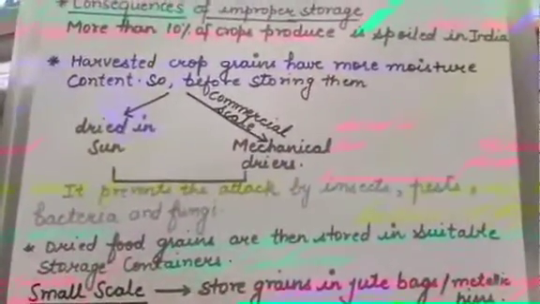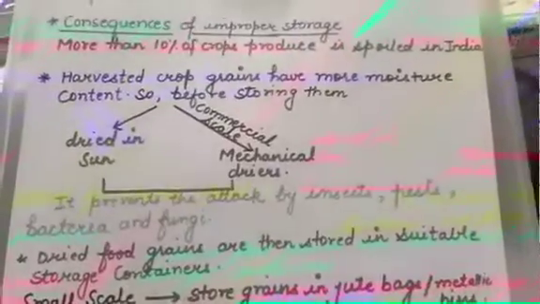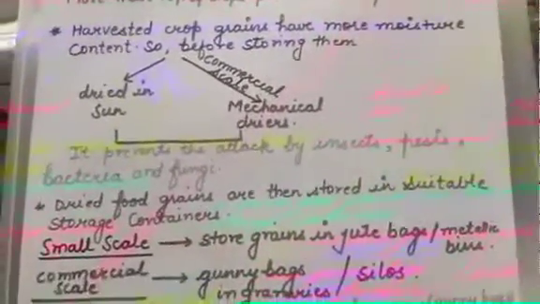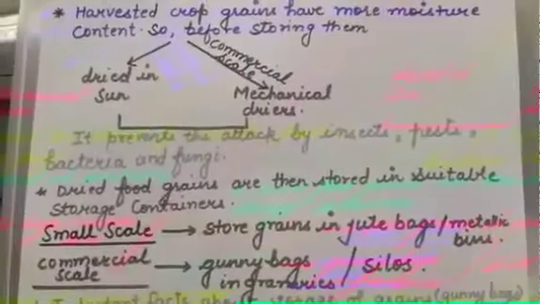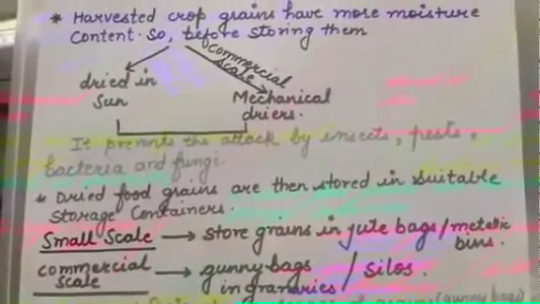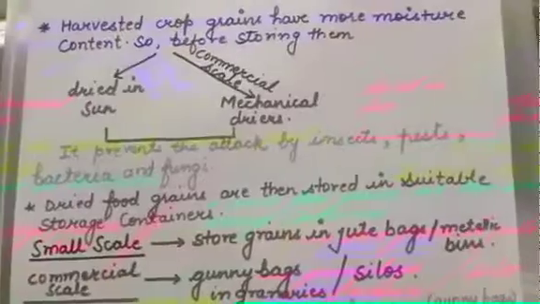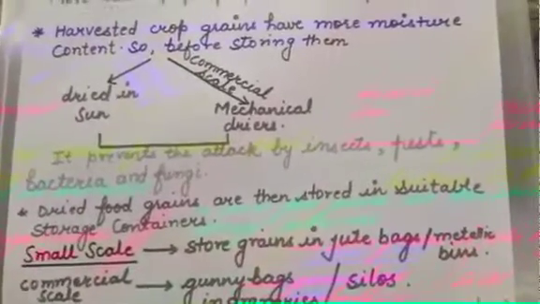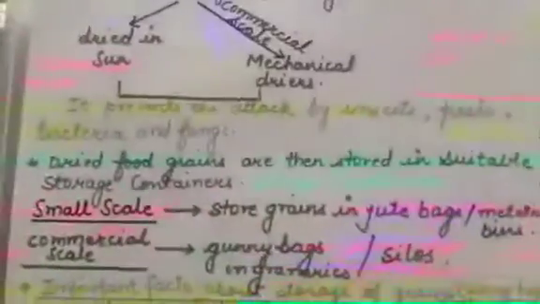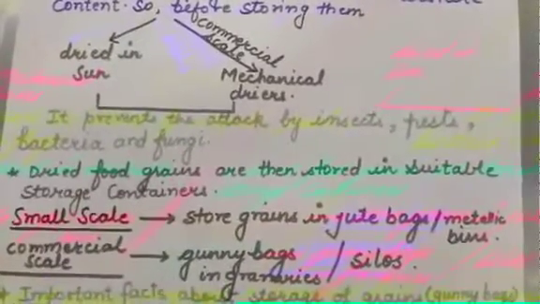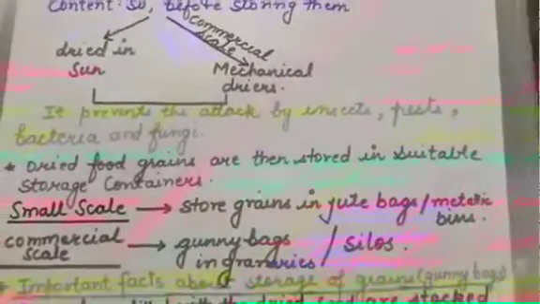Now the dried food grains are ready to be stored in suitable storage containers. We have to store the grain. If we want to store it on a small scale, we can store it in jute bags or metallic bins. But if we want to store it on a commercial scale, we need to use gunny bags or silos.